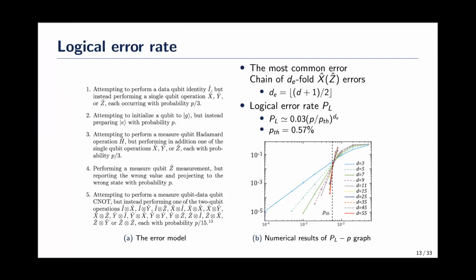If the error probability P is less than this threshold, the logical error rate decreases by increasing the distance of the surface code. And this is the graph for the logical error rate. You can see it decreases by increasing distance.